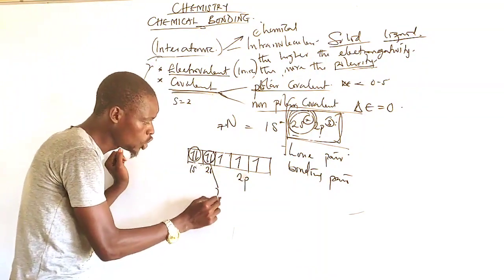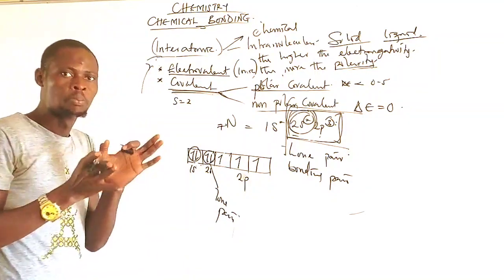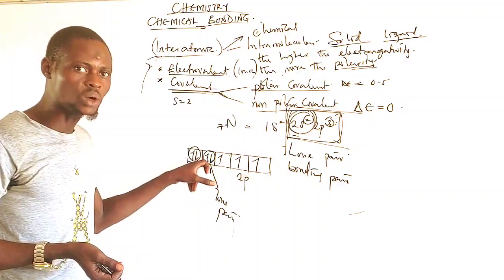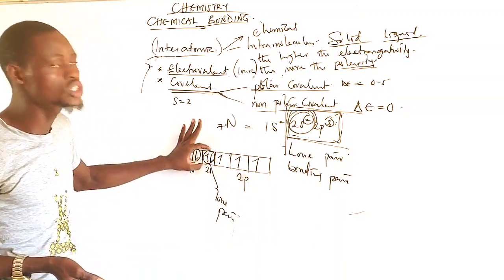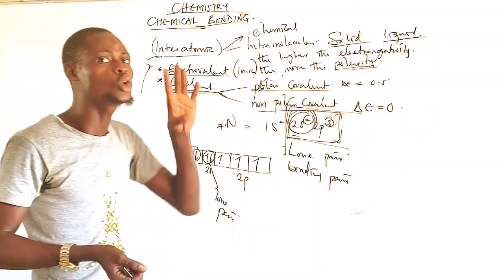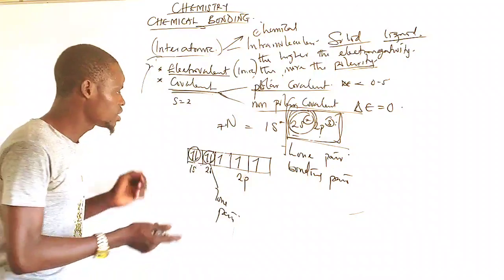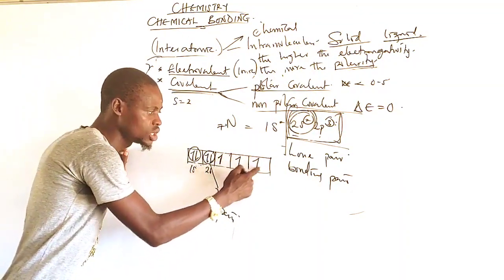But in this incomplete shell, this s orbital that is complete is known as a lone pair. Why? It is complete, so no atom will bond to it, because it has already taken 2 electrons. Because it is taking 2 electrons, it is serving as a lone pair electron.